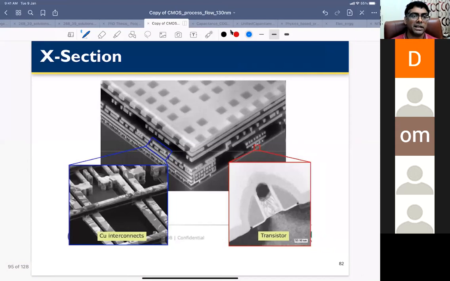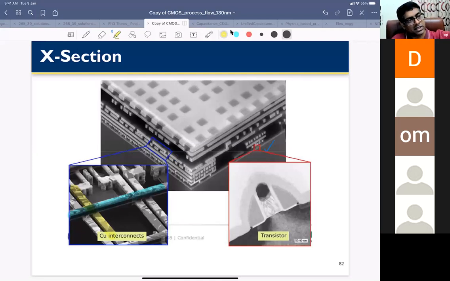So this is a typical cross section. You could see your transistor is here. This is one layer of metal. This is metal two, and the layer below is metal one. You see metal one and metal two are running orthogonal to each other, and they are connected by via. So you could see from here.